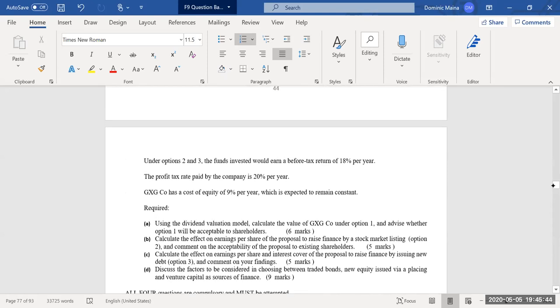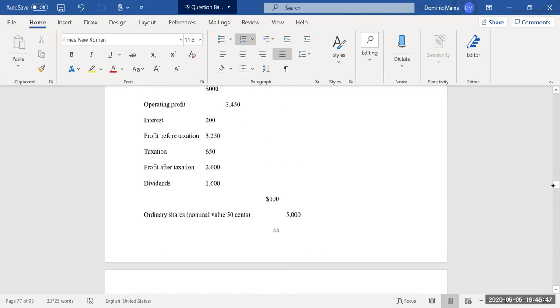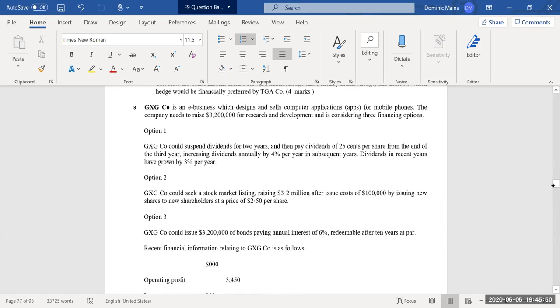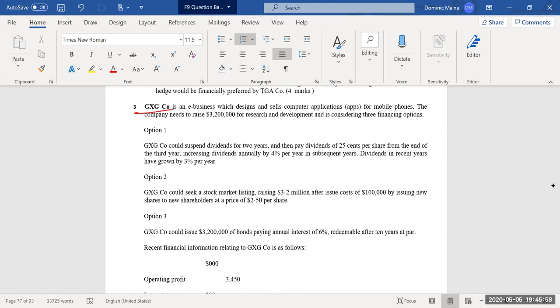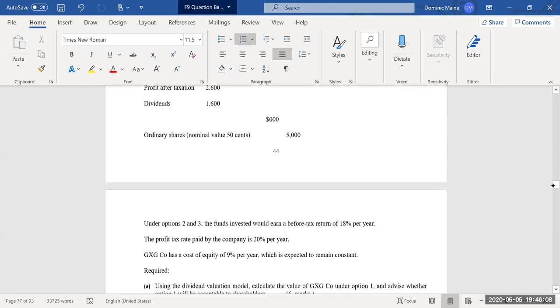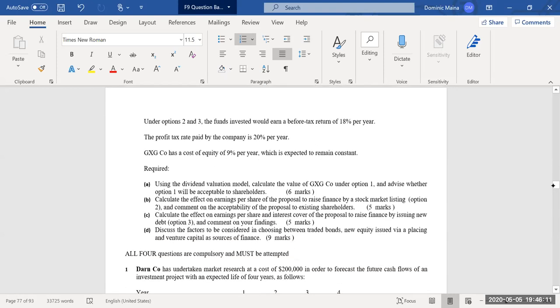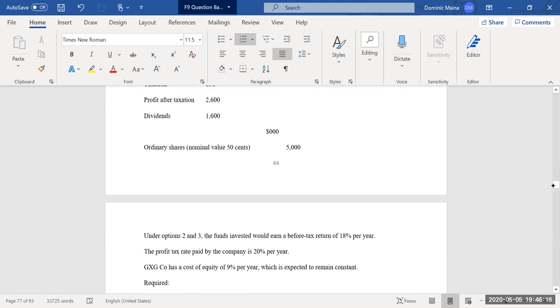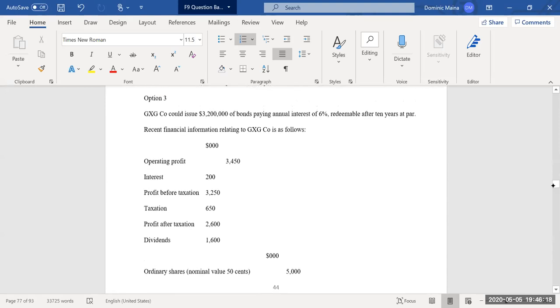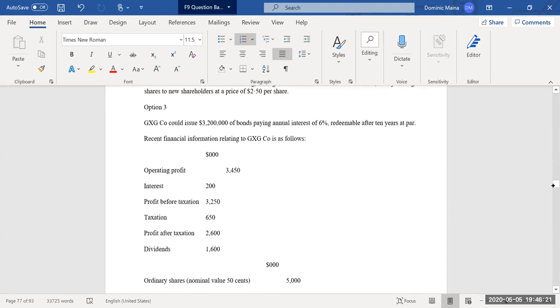The final question to close that topic is on page 44, 45, on a company called GXG Company. For now, don't go through option one, because we have not done that part of the syllabus. We go through option two and option three, and attempt to answer parts B and C. So take 2 minutes to go through that question, then we attempt it together.